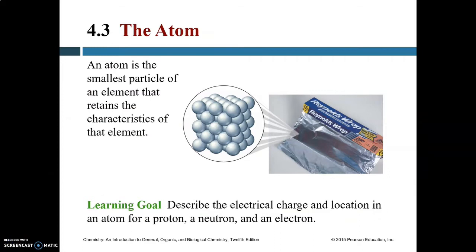So our next conversation topic is about the atom. The atom, which in Greek means indivisible, is the smallest particle of an element that retains the chemical characteristics of that element. And indivisible means that it cannot be broken down by any chemical means. For example, aluminum foil consists of essentially atoms of aluminum.